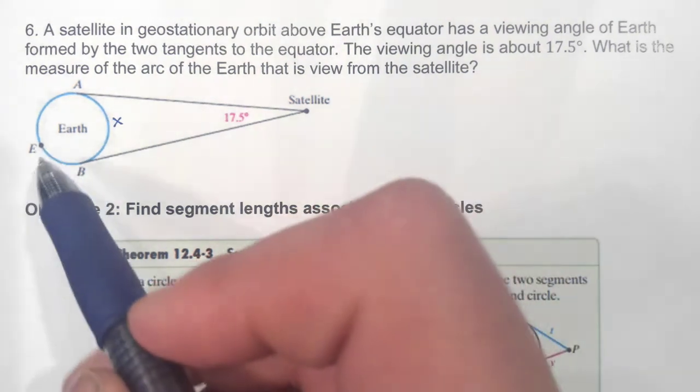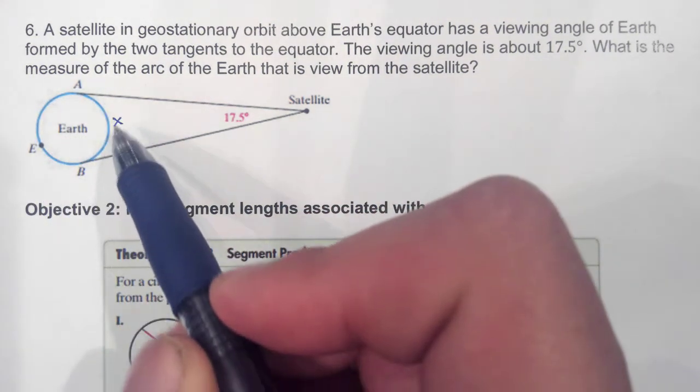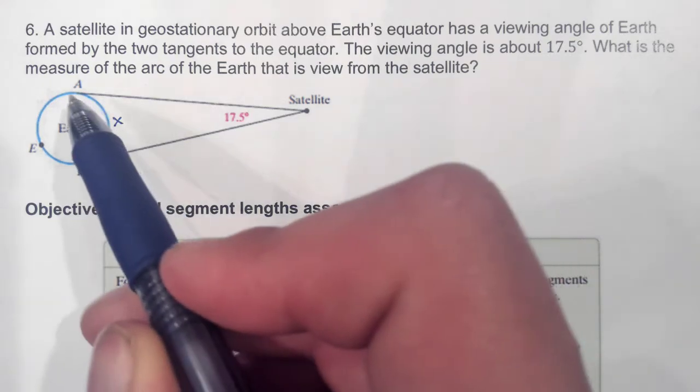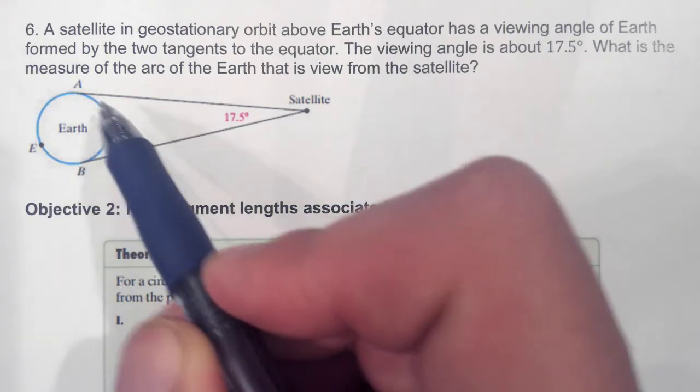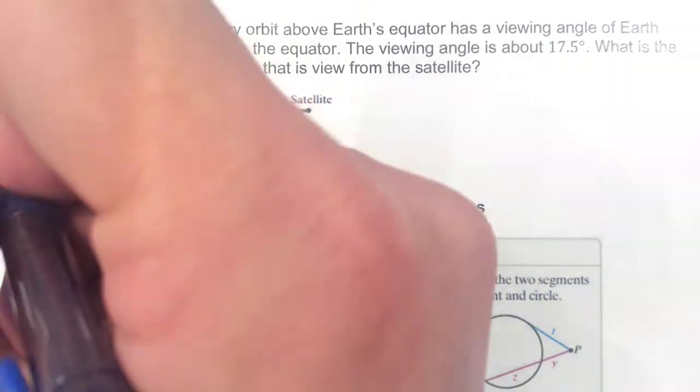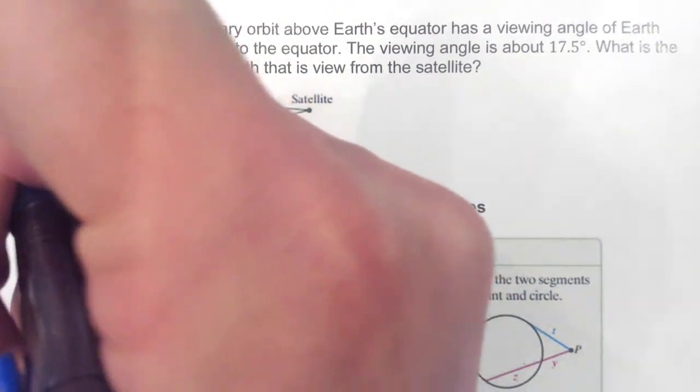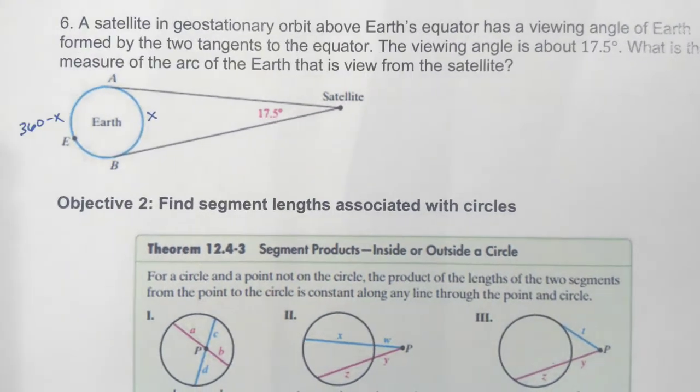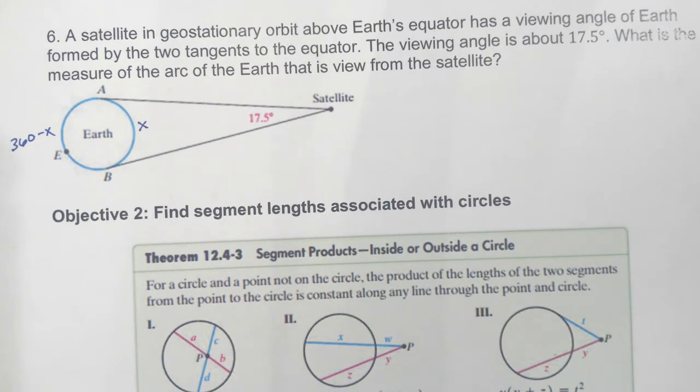And then what would that make the other one? If this were 160, what would this be? That would be 200, right? If this were 50, what would this be? 310. How do you do that? So that makes the other arc 360 minus X, right? That's how we figure that out. We take the other arc and subtract it from 360.